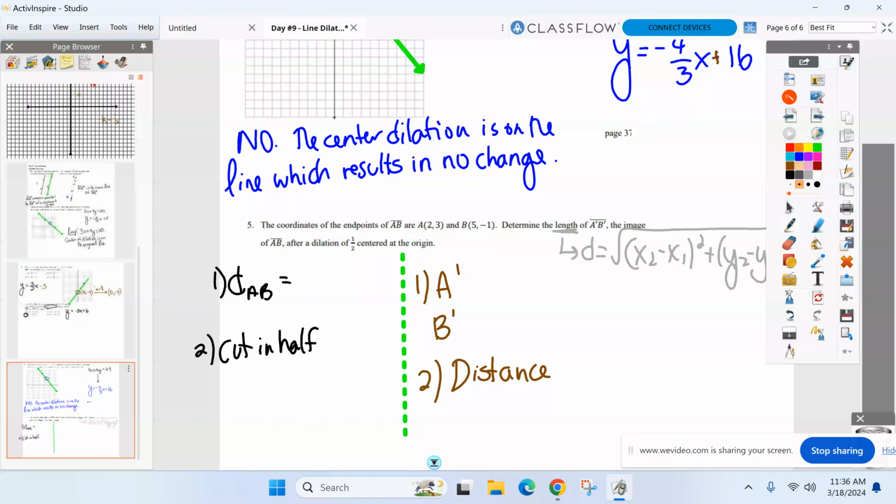So no matter how we did this, the distance is two and a half. Yes, two and a half for the distance.